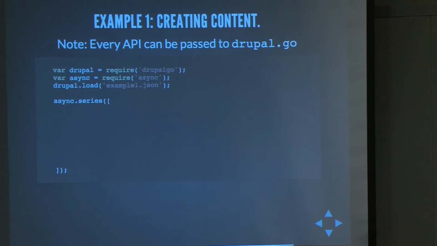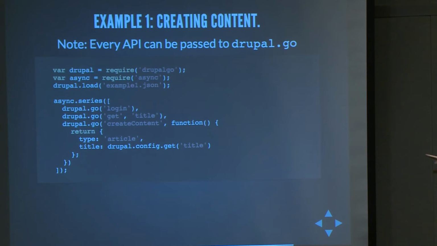So let's do some examples. The first one is I want to create some content. So I'm going to load an example. You can actually look at these examples in my repo. I will run them for you just to show you. So I'm going to go log in. I'm going to go get the title. What this is actually doing is this is going to prompt me for a title, which is another reason why it's great to use this library, because you can have it prompt you where you can make decisions as it's automating. And then what I'm going to do is call the create content method, and I am going to create an article with the title that I provided.